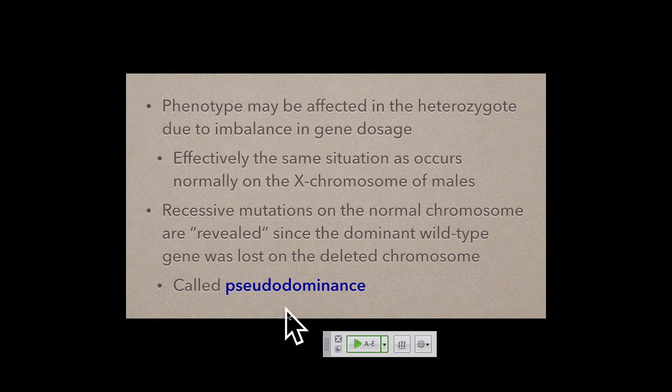So in the jargon, the deletion reveals where that mutation occurs. And so we use this term pseudo-dominance. It just appears to act as a dominant mutation in the sense that it's revealing where this other gene is located.